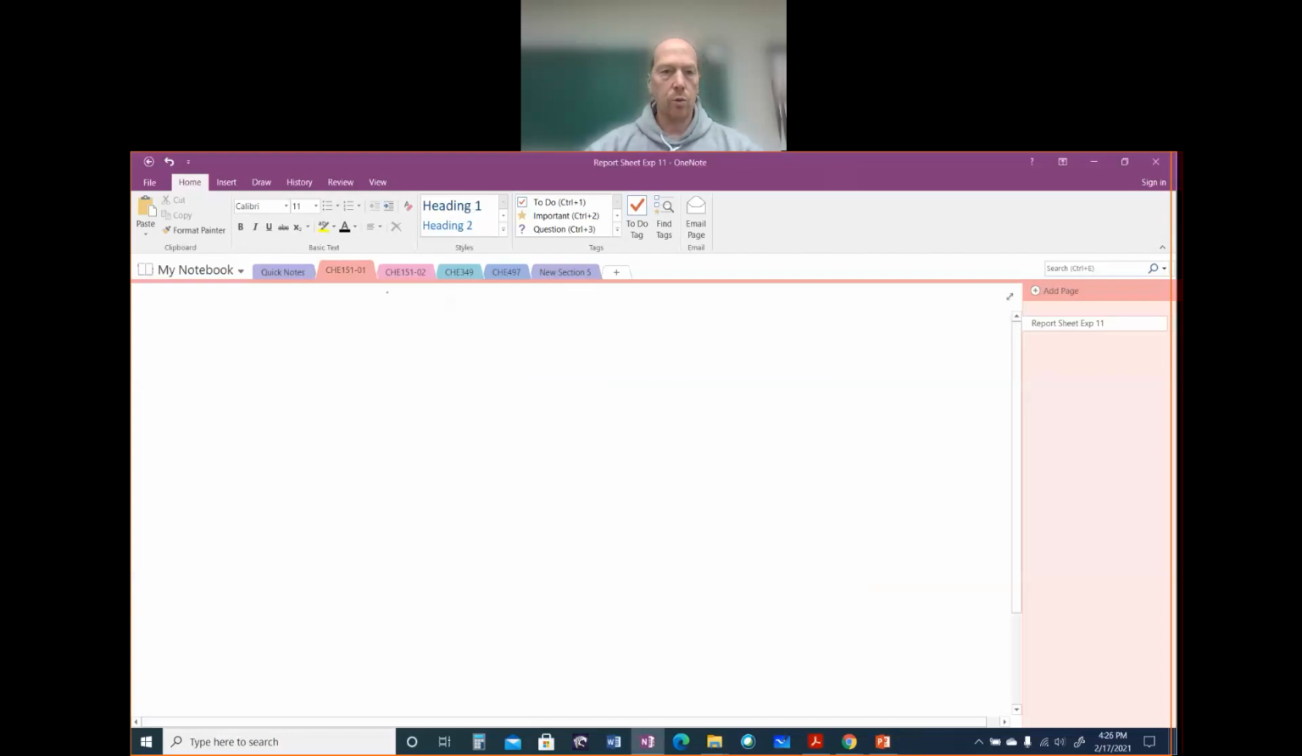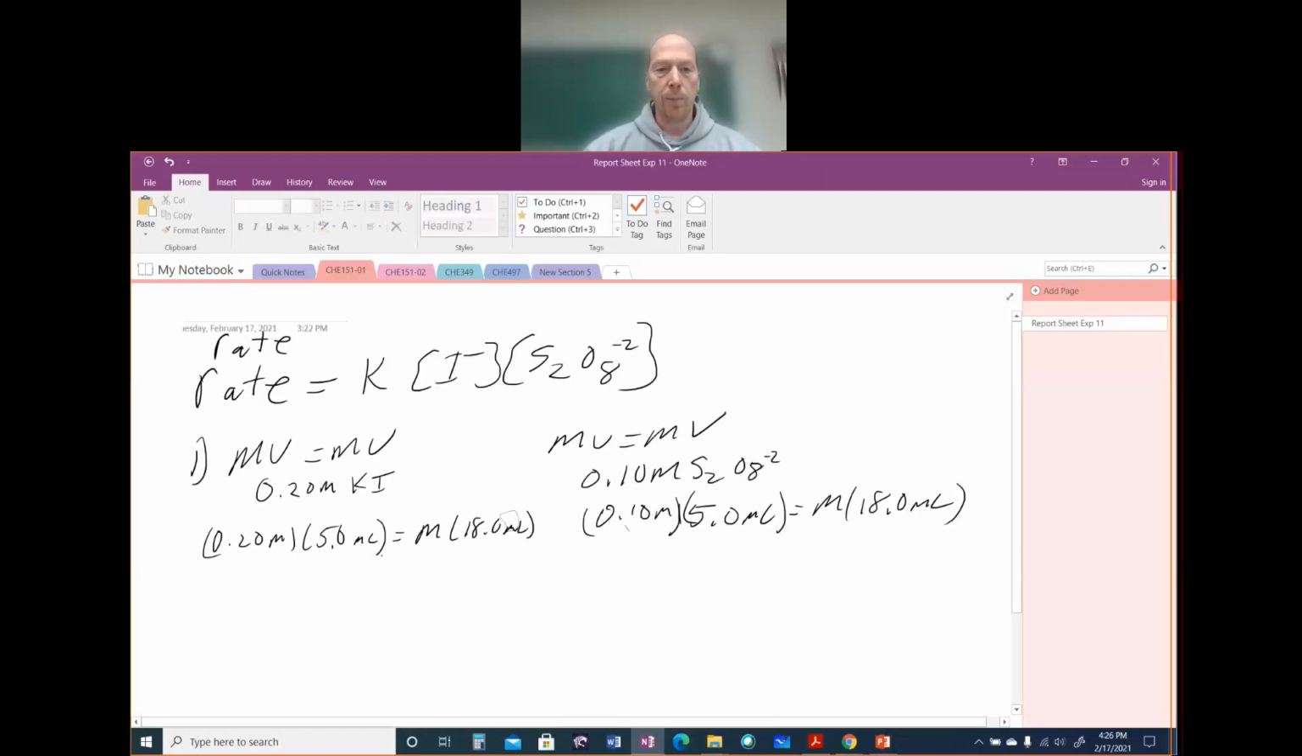All right, we're going to do the report sheet for experiment 11. It says to give the rate law from the previous experiment. So that is rate is equal to k, concentration of I minus, concentration of S2O8 2 minus.